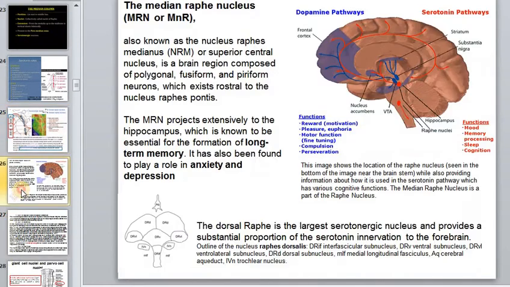This part, the median raphe nucleus, also known as the nucleus medianus or superior central nucleus, is a brain region composed of polygonal neurons which exist rostral to the nucleus pontis, and it projects intensively to the hippocampus, which is known to be essential to the formation of long-term memory. It's also been found to play a role in anxiety and depression. The dorsal nucleus is the largest serotoninergic nucleus in the central nervous system and provides a substantial proportion of the serotonin innervation of the forebrain.